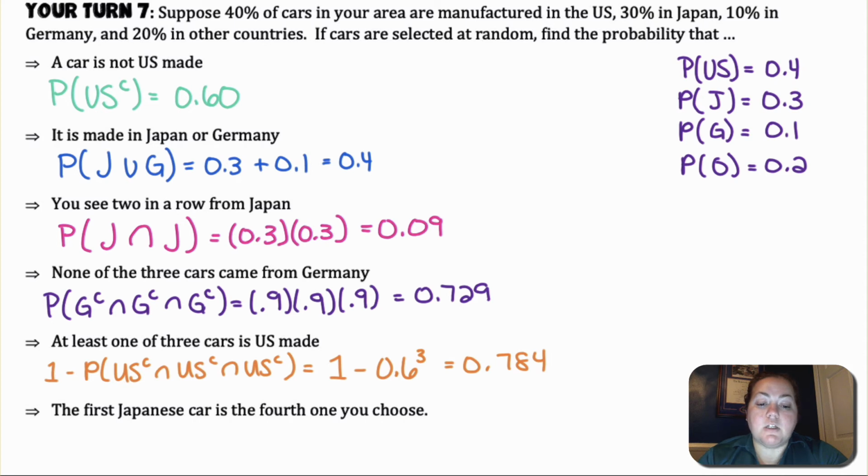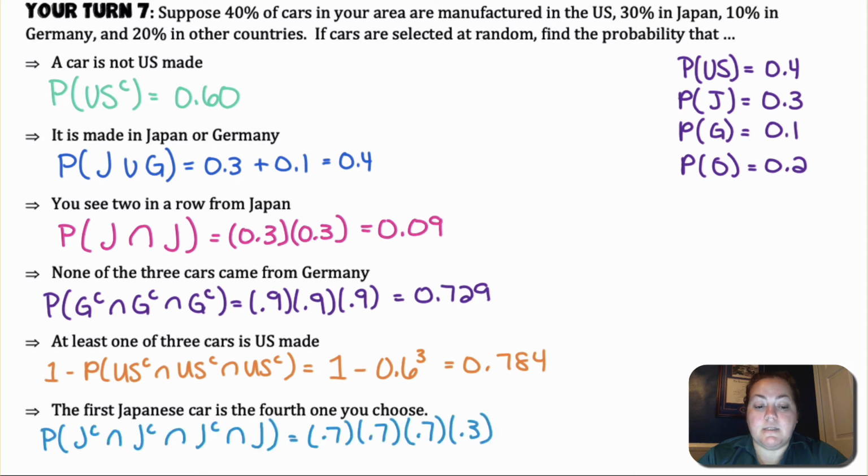The first Japanese car is the fourth one you choose. Okay, so it'd be not Japanese, not Japanese, not Japanese, and then Japanese. Which is 0.7 times 0.7 times 0.7 times 0.3, which is 0.1029.